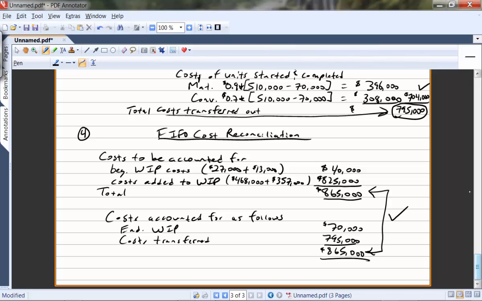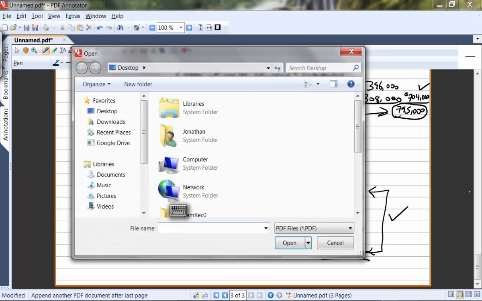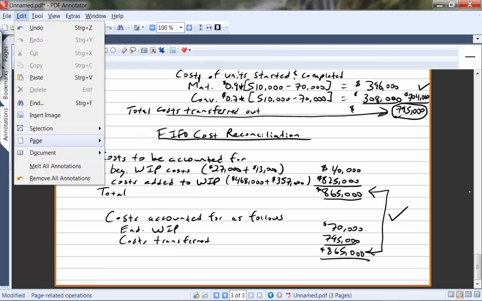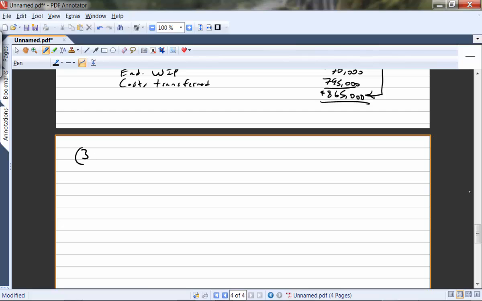All right, now let's go back and do part 3 using weighted average. Part 3, weighted average costs in ending WIP. We're going to estimate that. We have materials cost in ending WIP and conversion cost in ending WIP.